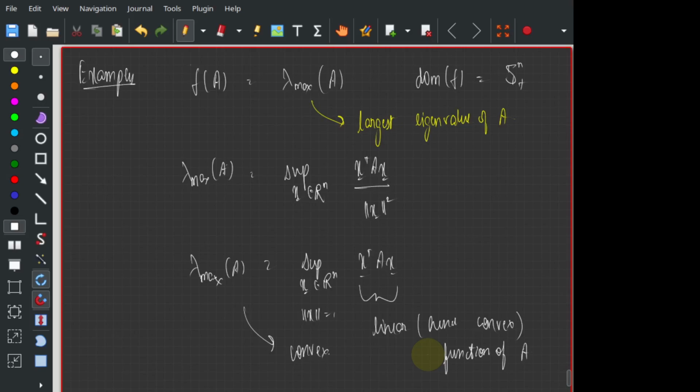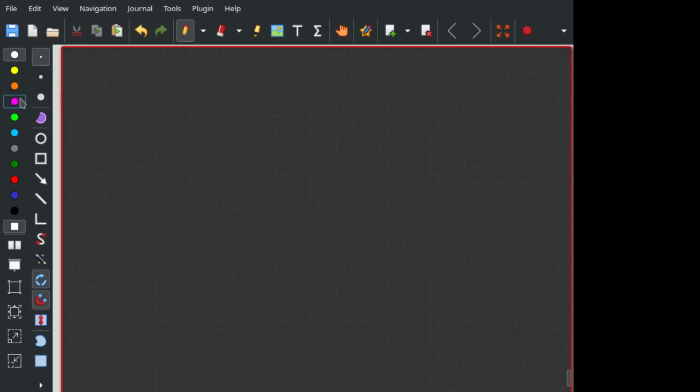Okay, so let's look at a different function. Suppose f1, f2, f3 are convex functions. The pointwise maximum of f1, f2, f3 is also guaranteed to be a convex function. What about the second largest one?